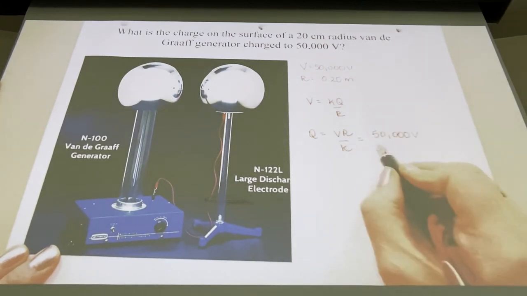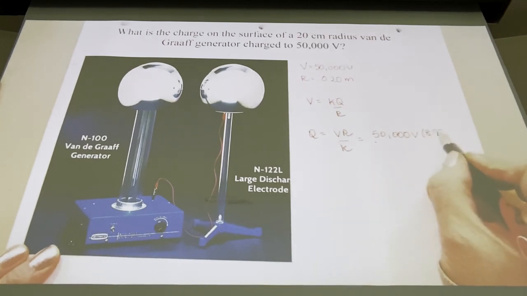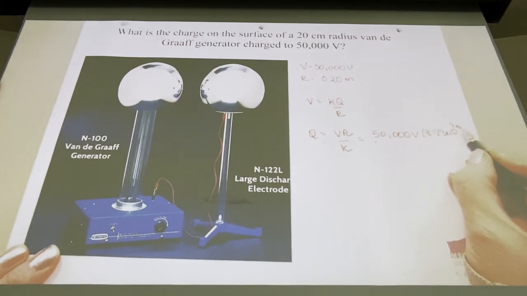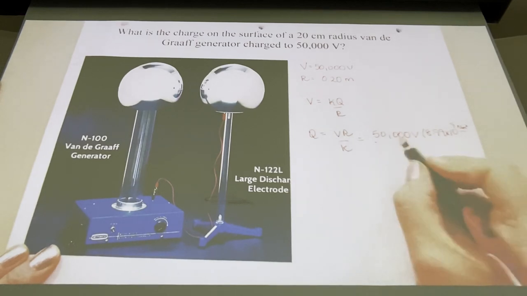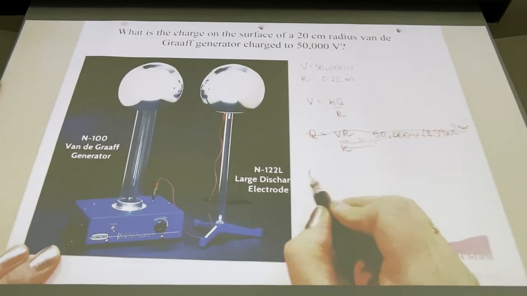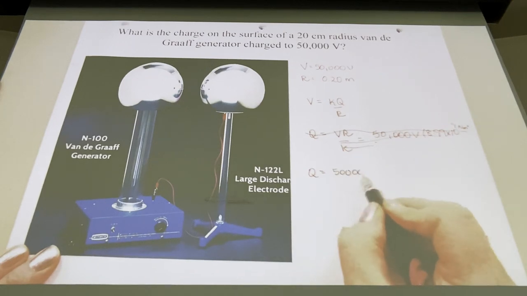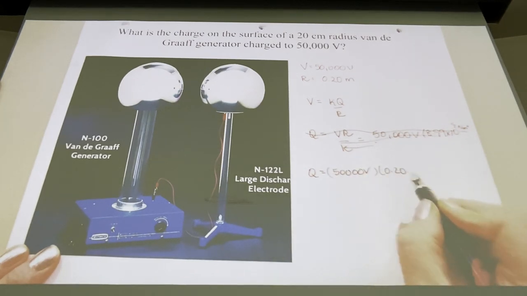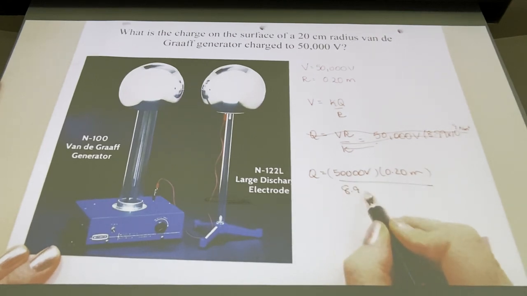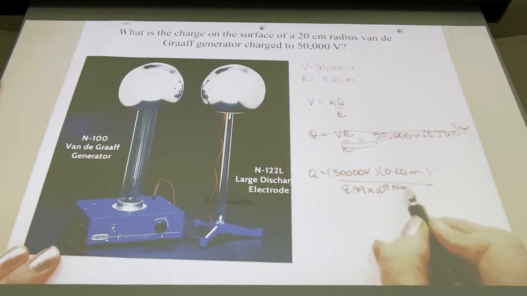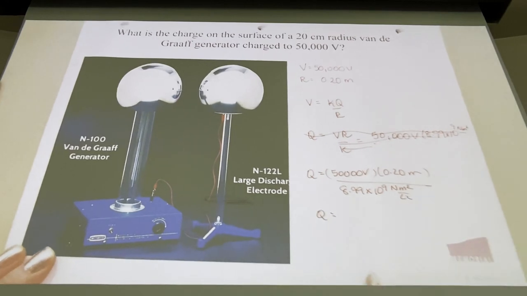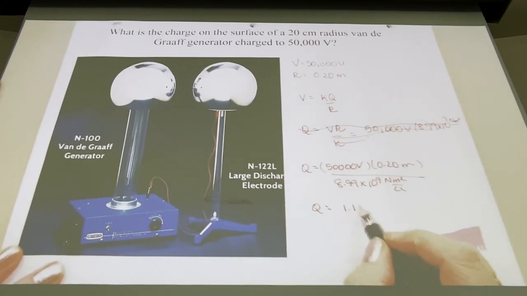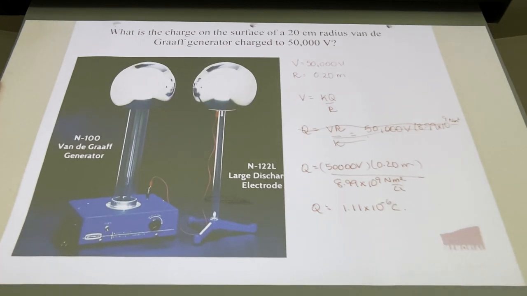50,000 volts times R, divided by K. There we go. So the net charge on that sphere is 1.11 times 10 to the minus 6 coulombs. We often talk about how a coulomb is big, right? So here's a microcoulomb spread over the sphere that does a lot of demonstrable stuff.